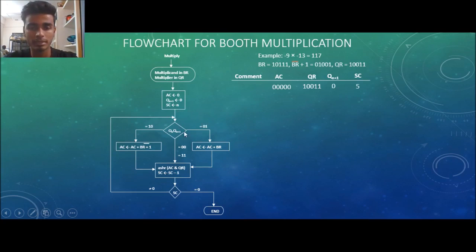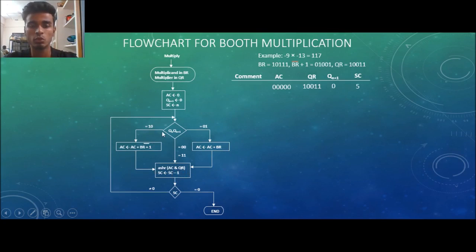The algorithm says that there's an if condition which depends on the value of Qn and Qn plus 1. If Qn and Qn plus 1 is 0 and 1, we'll add BR to AC, and then we'll perform arithmetic shift right on AC and QR and decrement the sequential counter. If Qn and Qn plus 1 is 0 0 or 1 1, in that case we'll perform arithmetic shift right on AC and QR and decrement the sequential counter.